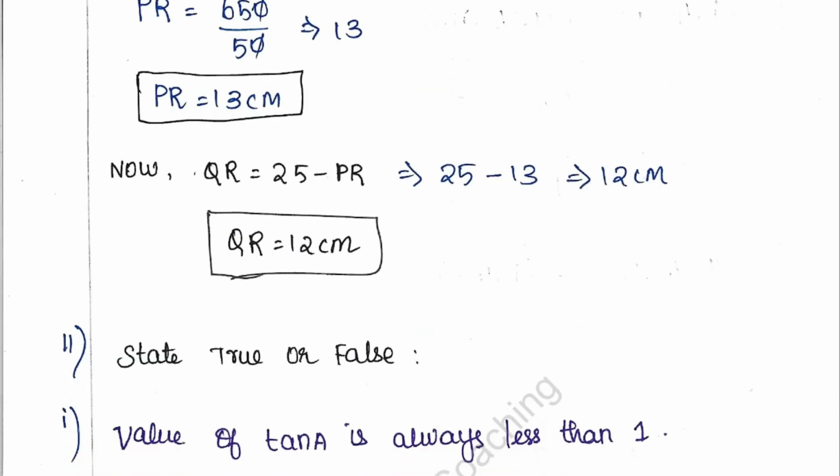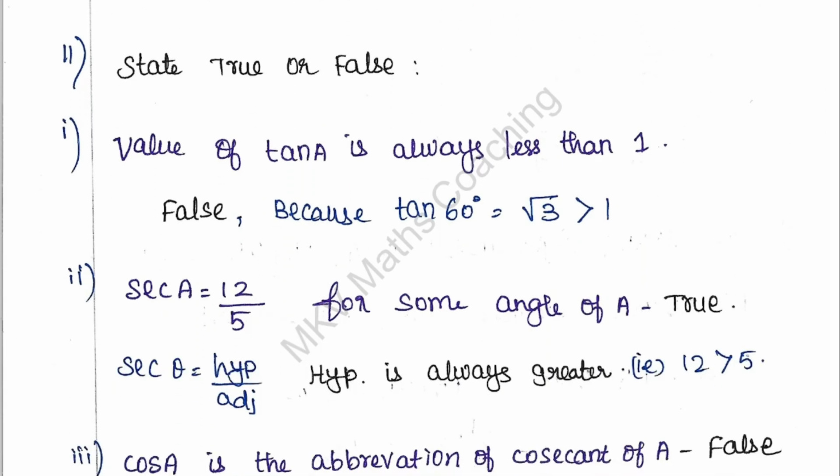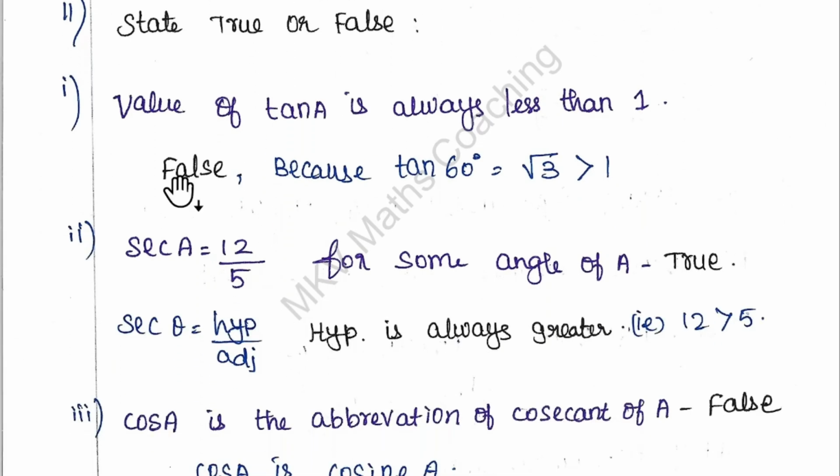Okay. Next question, the 11th question, is state true or false. So you need to say whether it is true or false. First question, the value of tan A is always less than 1. Is it true? Take the trigonometry table. Can you see that tan 45 is 1? Is it less than 1? No, right? Tan 60, if you take it, is root 3. Root 3 is greater than 1. Root 3 value is 1.73, which is greater than 1. So the given statement is false. Tan is always less than 1 is given, but it is not like that. Tan 45 is 1 and tan 60 is greater than 1.